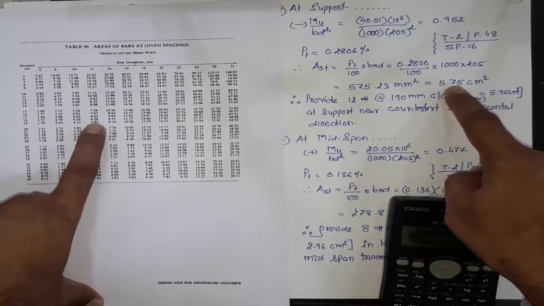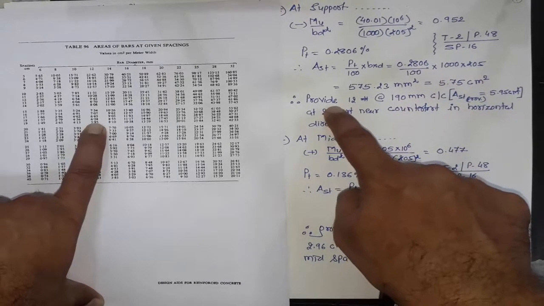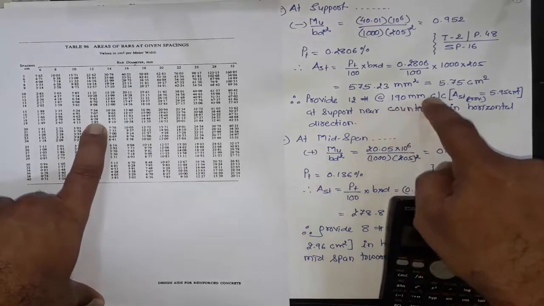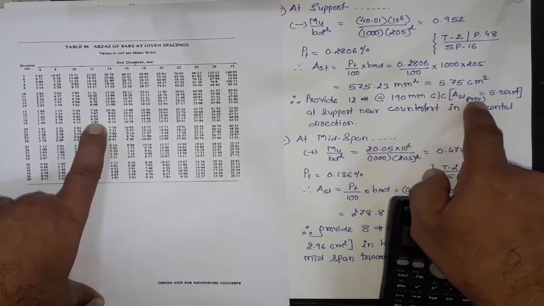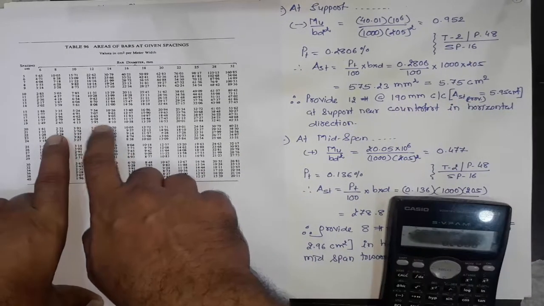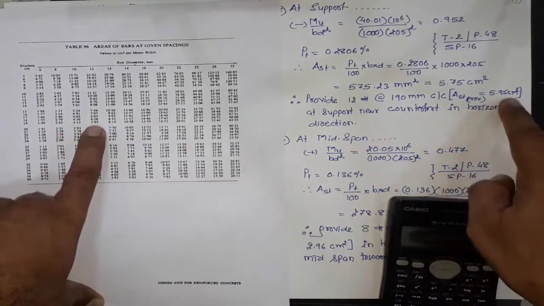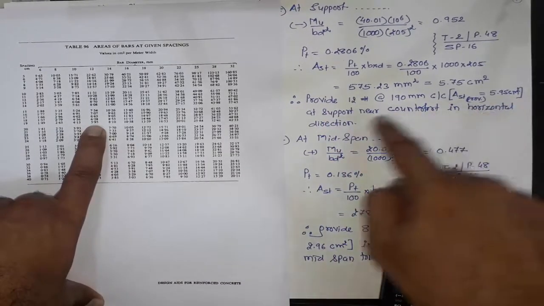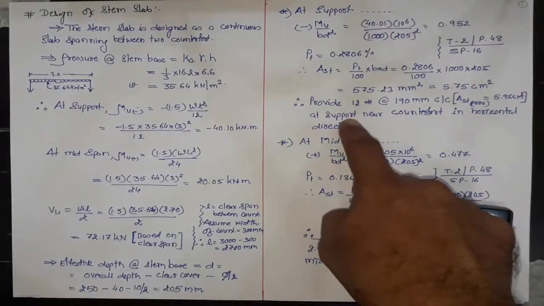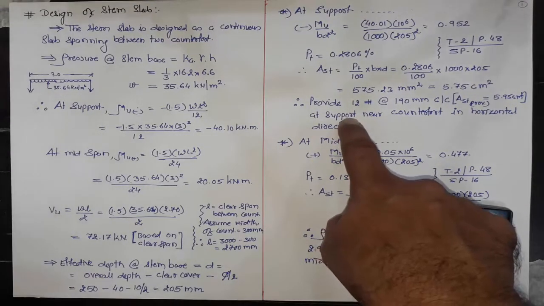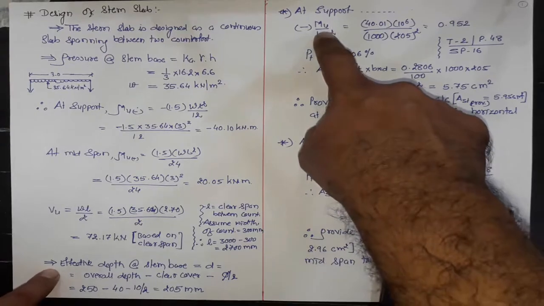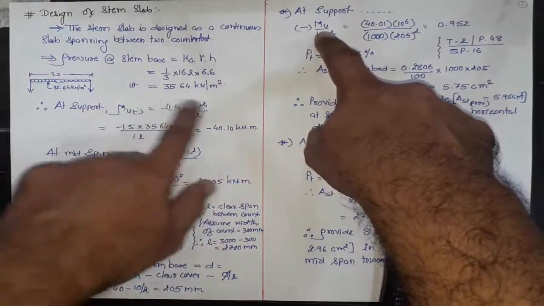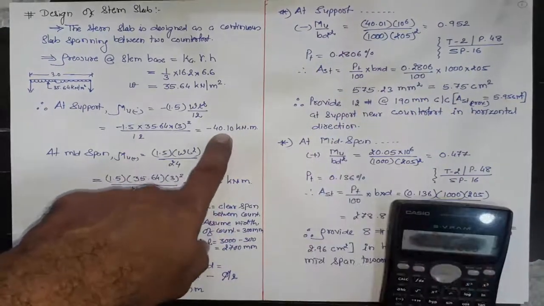Therefore we will adopt 12 mm dia about 19 centimeter or 190 mm center to center. Provided area will be 5.95 centimeter square at support near counterfort in horizontal direction. This reinforcement is to be placed at support since we are using the bending moment of support. This is the maximum bending moment, that is the ultimate bending moment at support, that is 40.10.